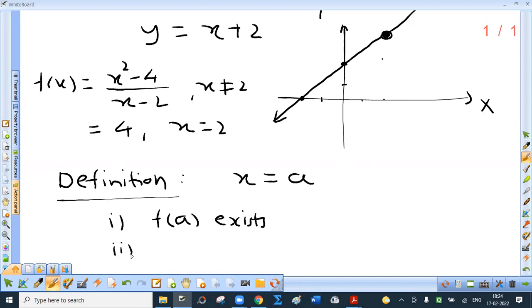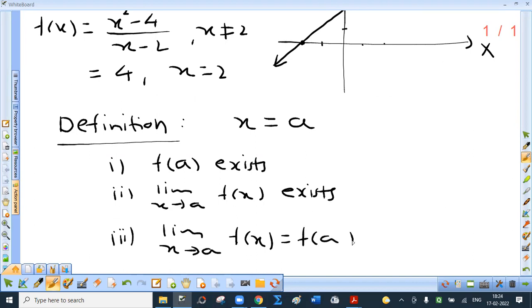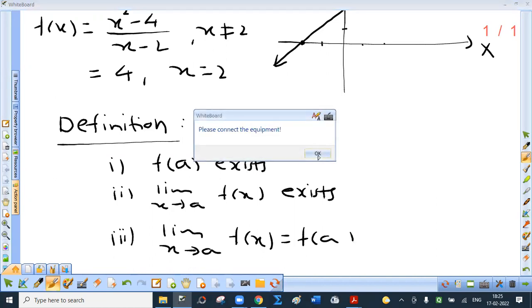Second condition, limit x tends to a, f of x should exist. And the third condition, that limit x tends to a, f of x must be equal to f of a. Then and then we say that the function is continuous at x equal to a. If at least one of the above conditions fails, then we say that the function is discontinuous at x equal to a.